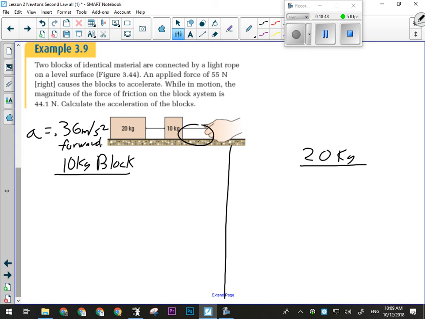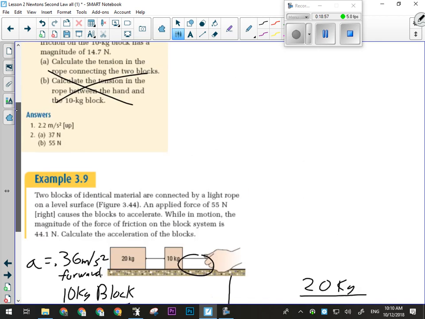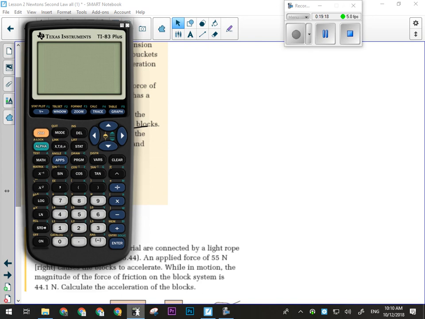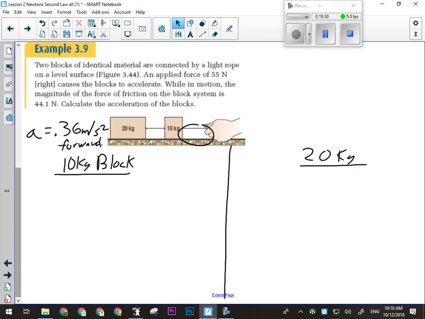Okay? So here's what we have to consider. They told us in the first part of this question that there was a total friction in the system of 44.1. And then when we read this one, they said that 14.7 of that is acting on the 10 kilogram block. So can I figure out how much friction is acting on the 20? How do I do that? Just subtract them. Whatever is left is the amount of friction that was acting on the 20 kilogram block. Okay, so that'll be my first calculation. I'm just going to take the 44.1 and subtract from that the 14.7. Okay, so the 29.4, that's how many newtons of friction there are on the 20 kilogram block.